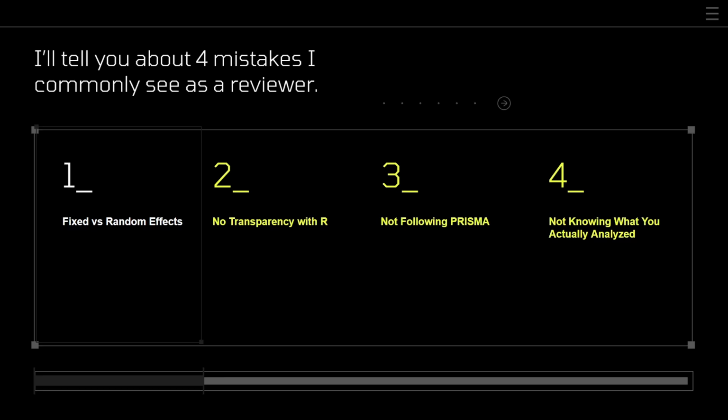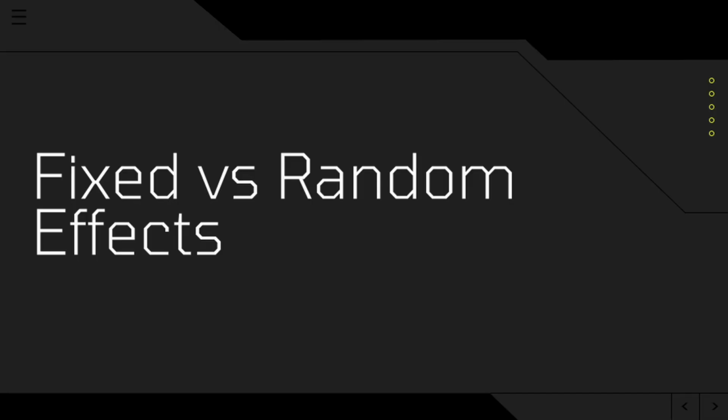The first one is fixed versus random effects. Second is no transparency with R. Third is not following Prisma. And fourth, and probably the thing that annoys me the most when I see it, is not actually knowing what you analyzed and then grossly overgeneralizing the results. Okay, so let's start with fixed versus random effects first.